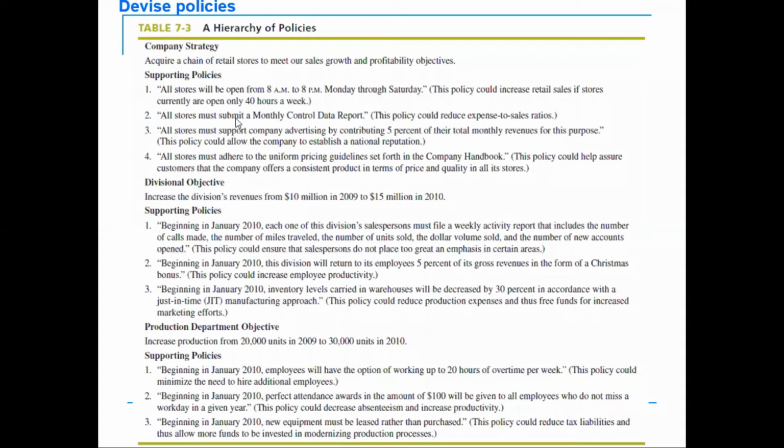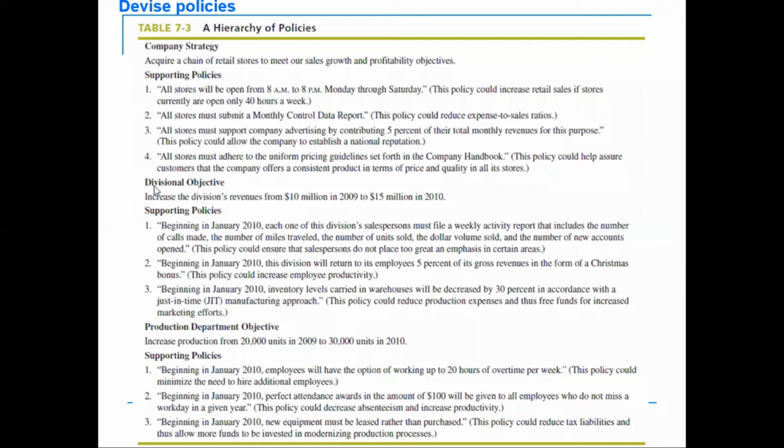Then all the stores must submit a monthly control data report. All the stores must support those. These are supporting policies, and these supporting policies are for all. You can see that it says all stores, and all stores. It means that these supporting policies from 1 to 4 are for all stores, whether you are working in the East or in the West.